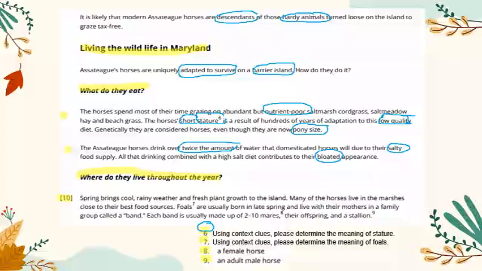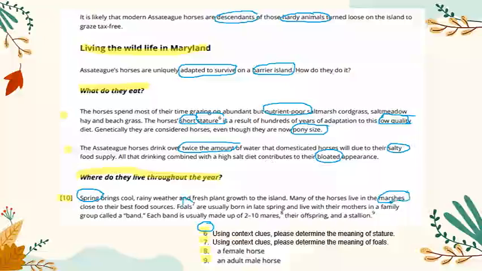Interesting. So where do they live throughout the year? Well, paragraph 10 says that spring, let's talk about, I think one of the questions had to do with seasons. So spring brings cool, rainy weather and fresh plant growth to the island. Many of the horses live in the marshes close to their best food sources. All right, so they live in the spring near the marshes. Foals are usually born in late spring.